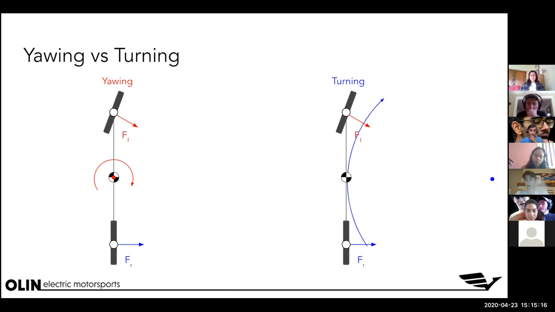Now, the other case is what we might call a turn. And that's where this is directly caused by the centripetal force that we were talking about in the last video.